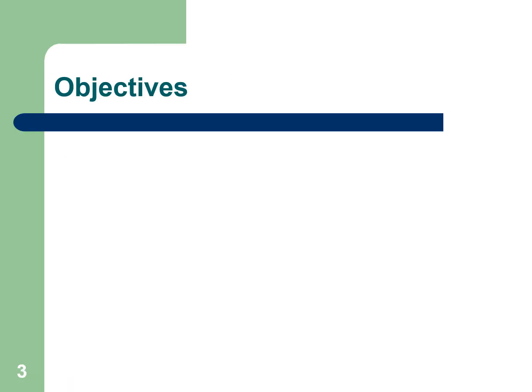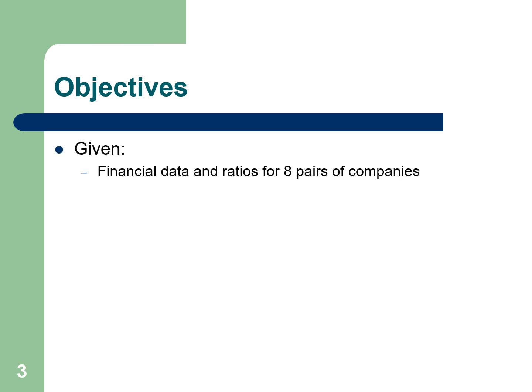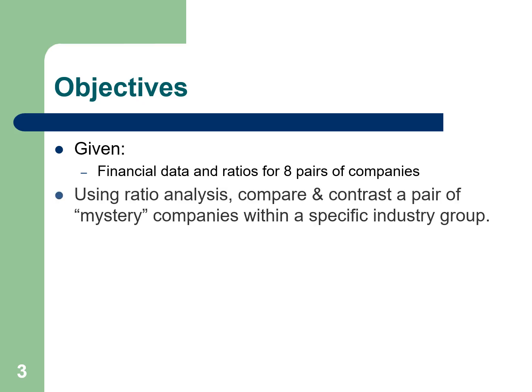Our objective for this case study is straightforward but impactful. You'll be given financial data and ratios for 8 pairs of companies, and your job is to use ratio analysis to compare and contrast a single pair of these mystery companies with a single specific industry group. Your task is to select one pair of companies and only one pair, then analyze key financial metrics.